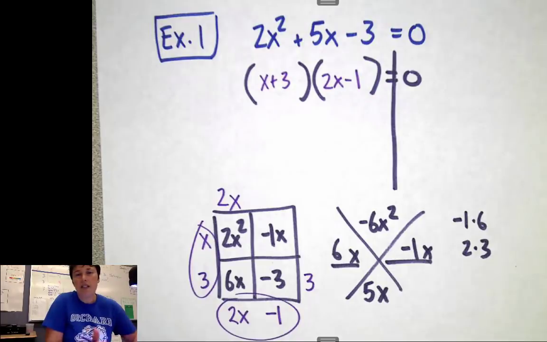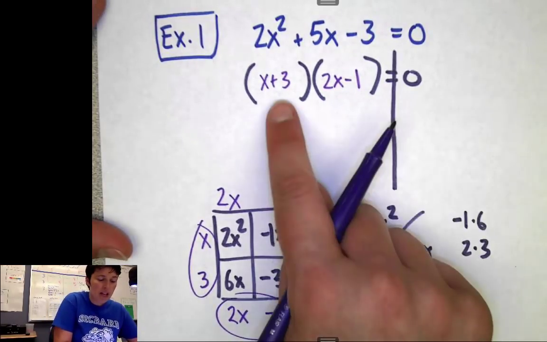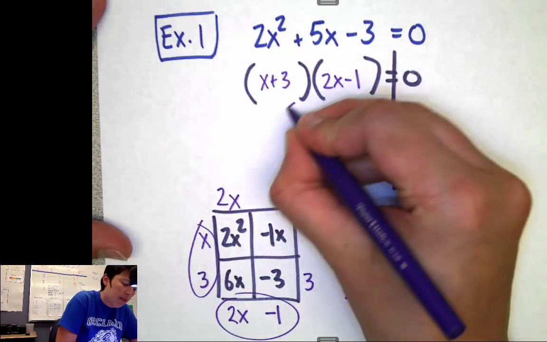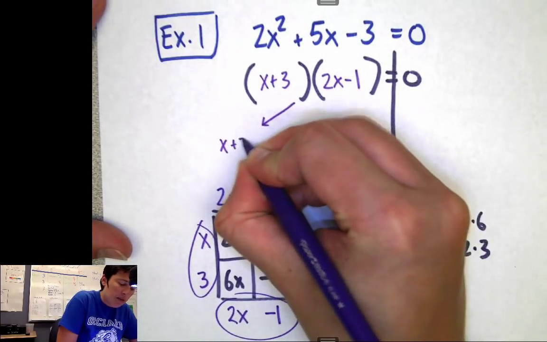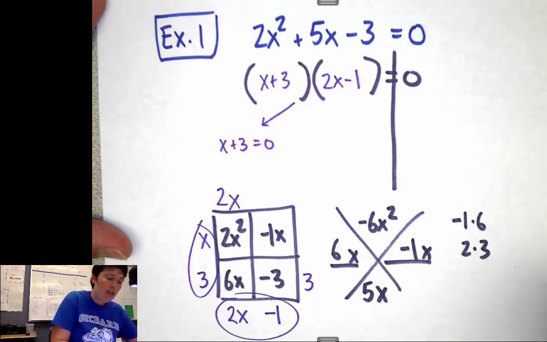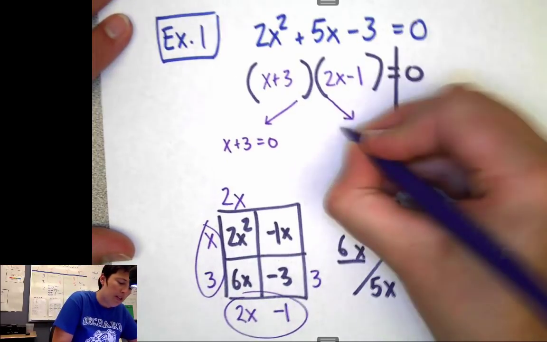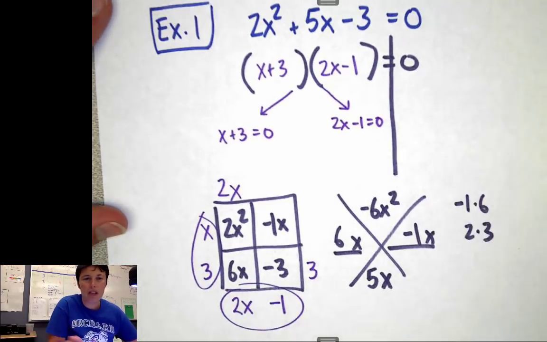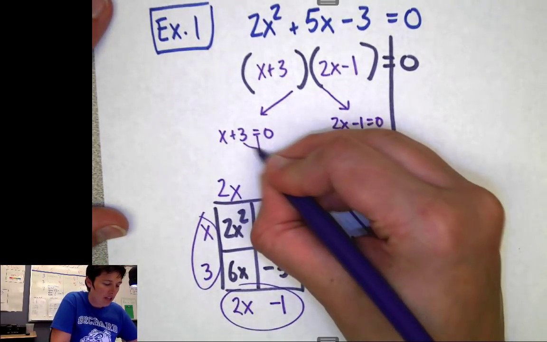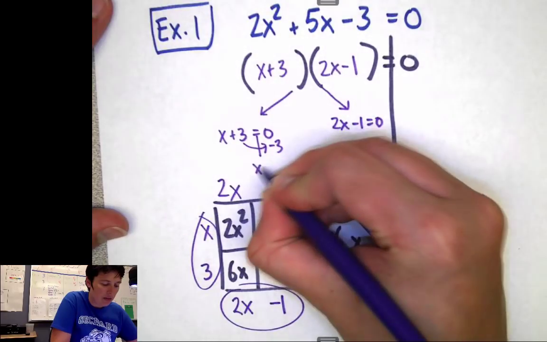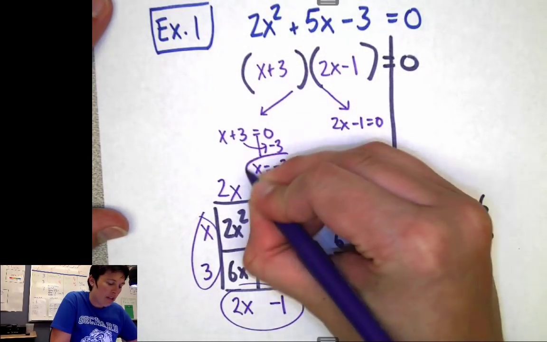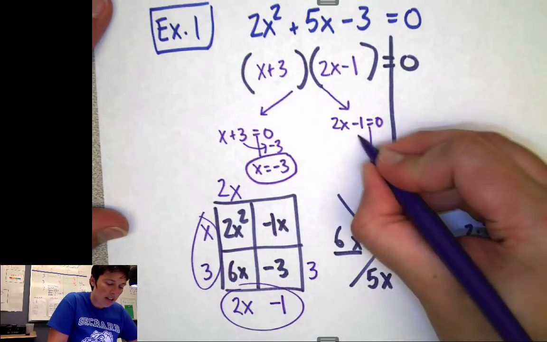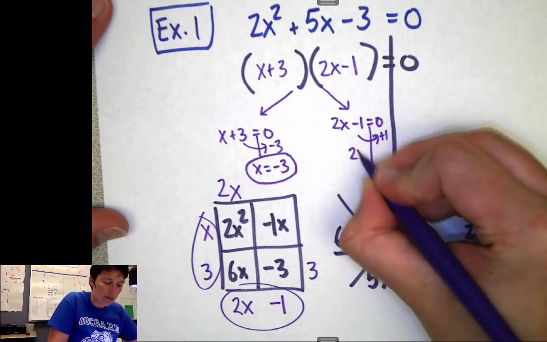Now, according to that zero product property, if these two things multiplied together give me 0, then either the x plus 3 has got to equal 0, or the 2x minus 1 has got to equal 0. And honestly, both of those are really small, easy equations for me. I will take the 3 to the other side and get x equals negative 3. There's one answer. I will take the 1 and add it to the other side. I'll get 2x equals 1.